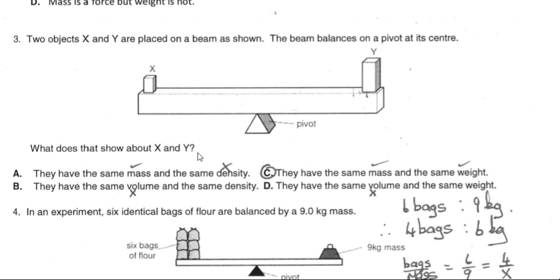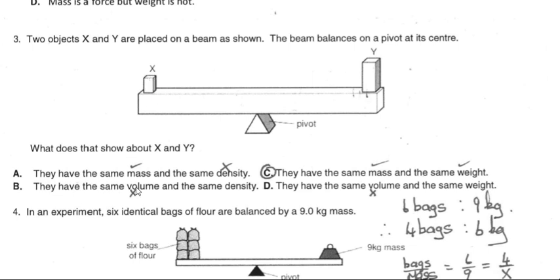So what does that show about X and Y? Well, it shows that they have the same mass and the same weight because the perpendicular distance is the same for each one. X and Y are the same distance away from the pivot as each other. It doesn't explicitly say that in the question, but you can judge that by eye. If you have a look at A, they have the same mass and the same density. Well, they might have the same mass, but they don't have the same density. X is going to be denser than Y because it's a smaller volume, yet it has the same mass, so it's got to be denser.